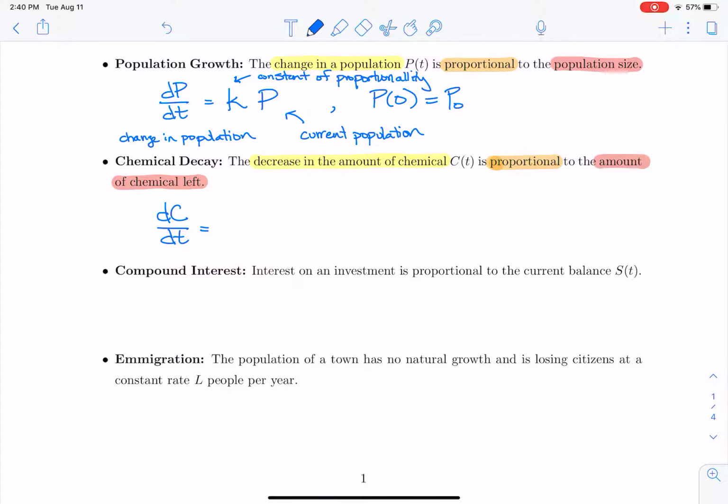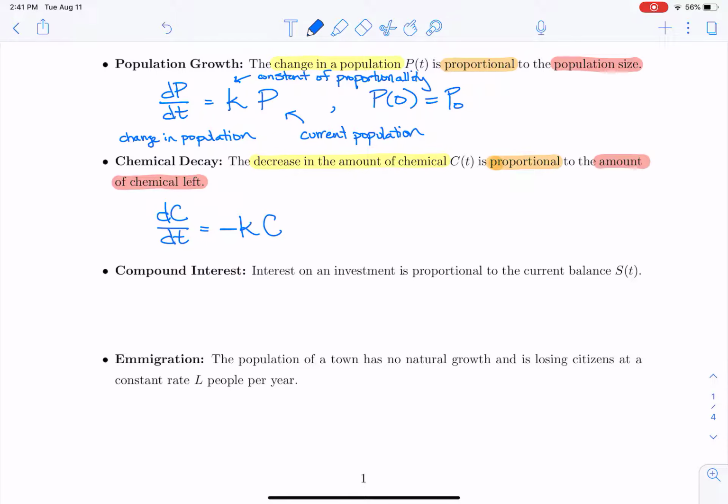Okay, it's going to be proportional to a constant times. But because it's a decrease, I'm going to say explicitly that the constant is negative. And then it's proportional to the amount of chemical that's left. Well, how much chemical is there to begin with? Oh, C. Okay, so we have dC/dt is equal to minus k times C.